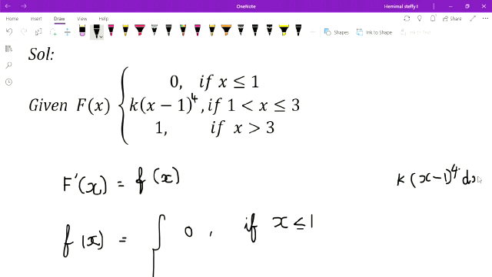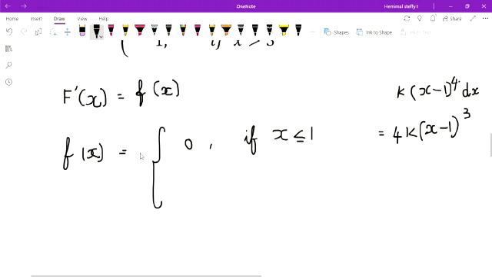You know the differential of x power n is n into x power n minus 1. Here n is equal to 4, so we get 4k. So the differential of x power n with respect to x equals n into x power n minus 1. In this place n is equal to 4, so 4k times (x minus 1) power 3. Is it clear, children?